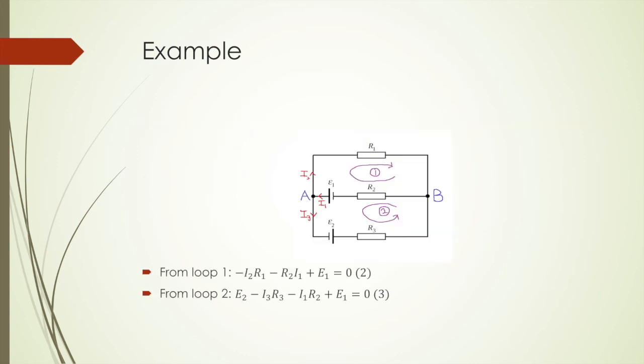So say for example, I was going clockwise with loop 2. Then I would be going against the flow of current into R2 because I1 is going right to left, but my loop is going left to right. So what happens is that will become a voltage gain. It becomes positive I1 R2.